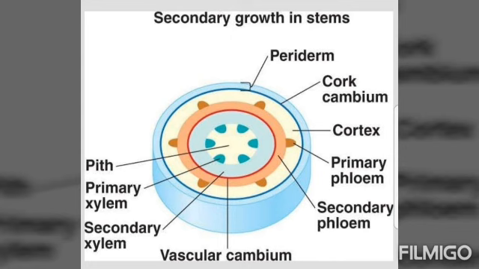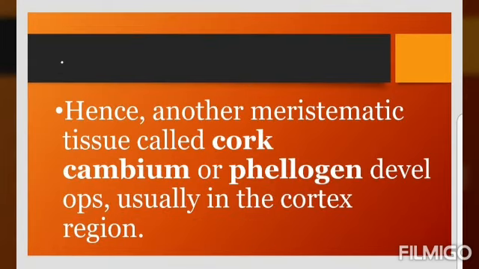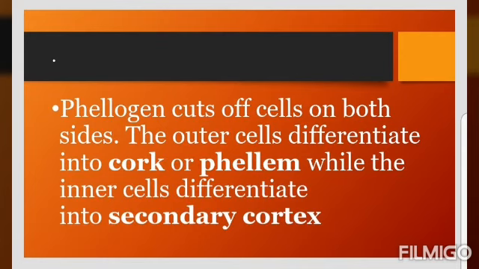Let's talk about the cork cambium. As the stem continues to increase in girth due to the activity of vascular cambium, the outer cortical and epidermal layers get broken and need to be replaced to provide new protective cell layers. Hence, sooner or later, another meristematic tissue called cork cambium or phellogen develops, usually in the cortex region. Phellogen is a couple of layers thick.